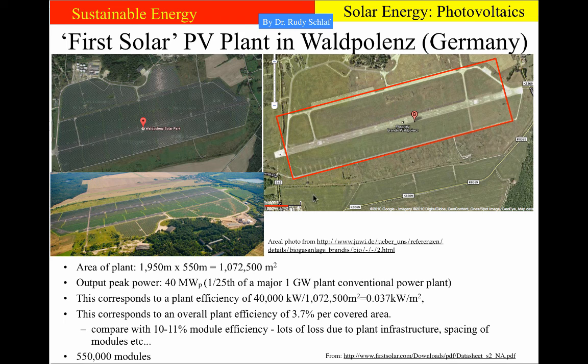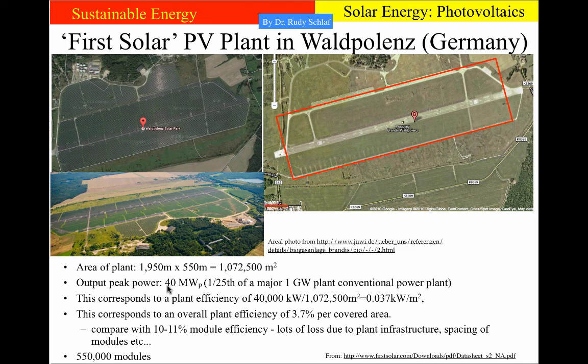This is a Google shot before. The initial stage of this plant was just to cover the area inside the red rectangle. This would be this part. What you see here is the most recent stage that they added to this power plant. My calculation now refers to the initial stage inside the red rectangle.